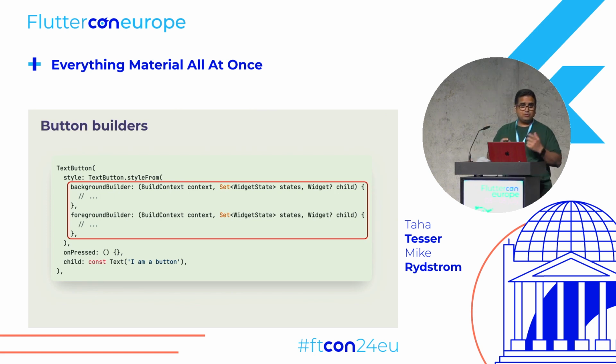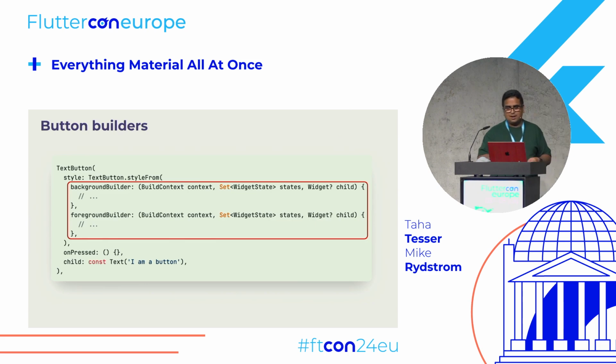And Mike talked about widget state. Here we get access to the button state, like when the button is hovered, when it's pressed, when it is disabled. So you can use these states with the context, so you can use any kind of widget that needs the context inside these builders. And then you also get the child that returns in the builder. Like for example, here I have a button called I am a button, or I have a text widget called I am a button. You get that in your builder. But it's nullable, you don't have to use it.